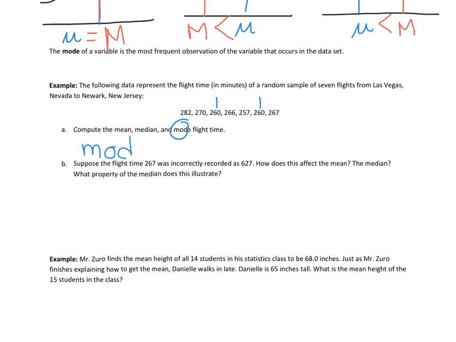So the mode is just that value that repeats. Central tendencies have units, so it's not 200, whoops. It's not 260, sorry about that, it's 260 minutes.